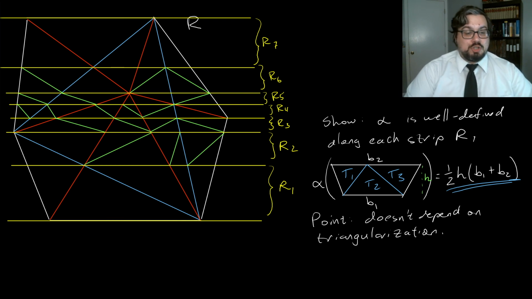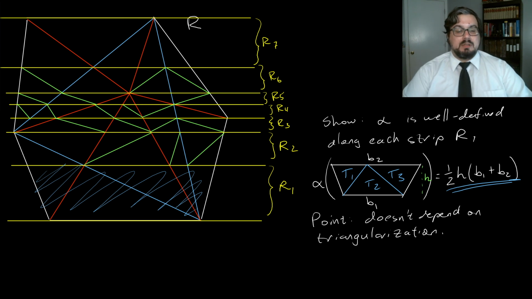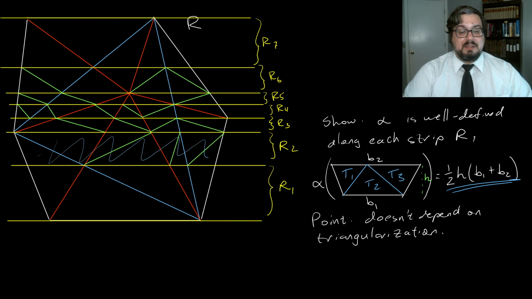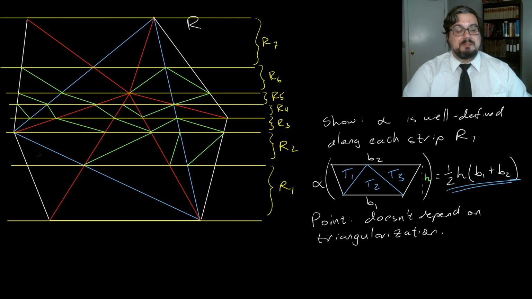And basically what that shows is that the area of this region R1 is well defined, because it is being split up into triangles in this form, where all the segments are going from the bottom of the trapezoid up to the top. And this also shows that the area inside R2 is well defined, the area inside R3 is well defined, and so forth and so on, all the way up.